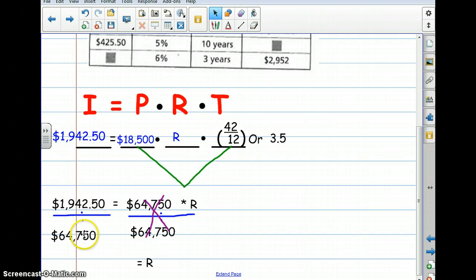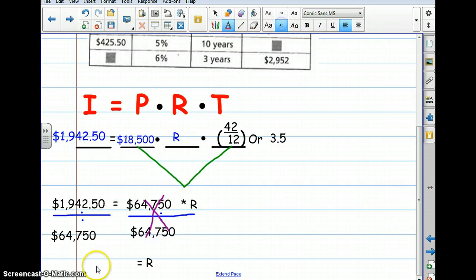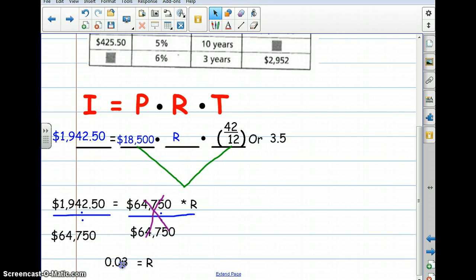And I want you to go ahead and do $1,942.50 divided by 64,750. And you should get a decimal, and that is quite okay if you do. In fact, you're supposed to. Hopefully, you got 0.03. Now remember that this is not a rate. Right now, this is not a rate. It's still just a decimal.